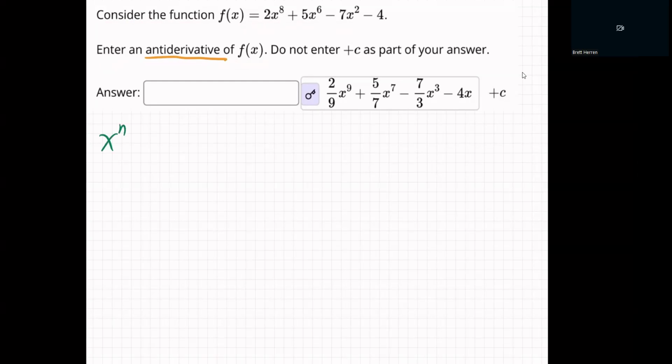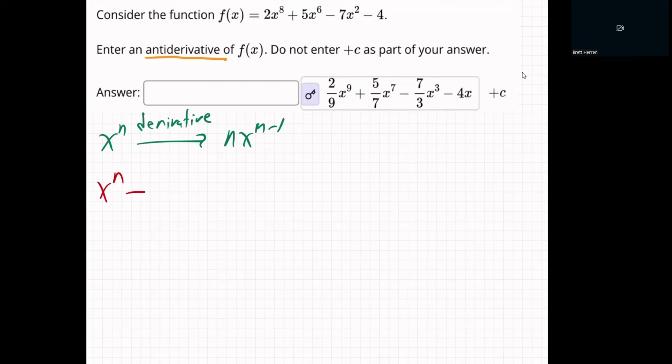If we have, say, x to the n and we take the derivative of it, let me make that a little bigger. That becomes nx to the n minus 1. You know how that works, right? The n comes down, subtract 1 from the power. There we go. Well, the antiderivative does just the opposite.